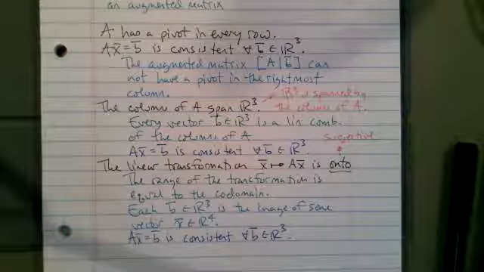Surjective is onto. That means the range of the transformation is equal to the codomain. Everything in the codomain is covered. Injective is one-to-one. That's coming up when we point out that A does not have a pivot in every row. Sorry, a pivot in every column. So injective is for a one-to-one transformation. Any questions?